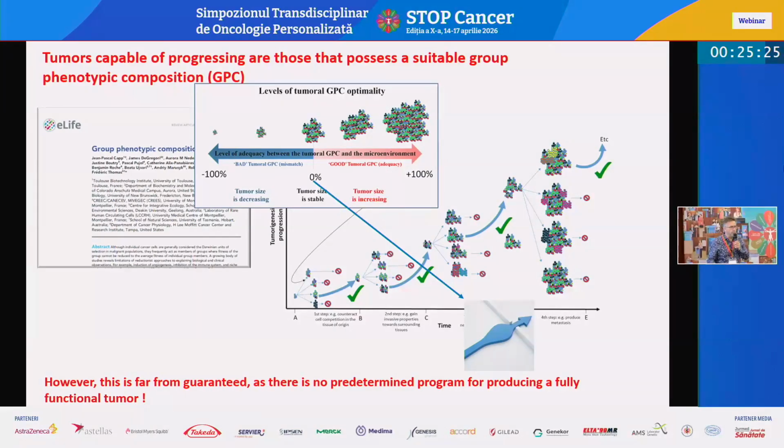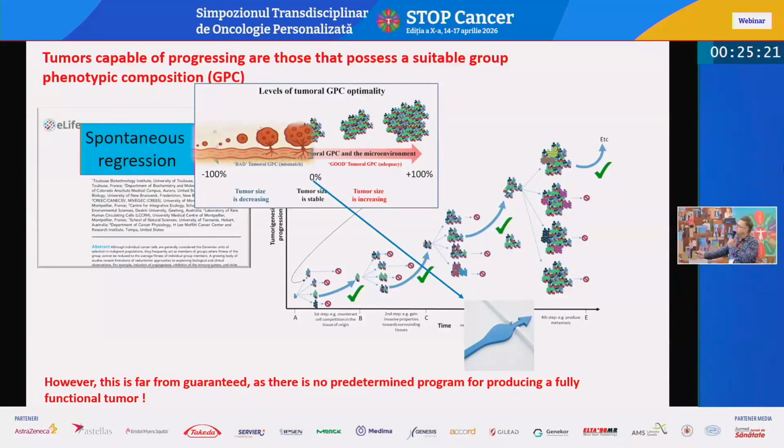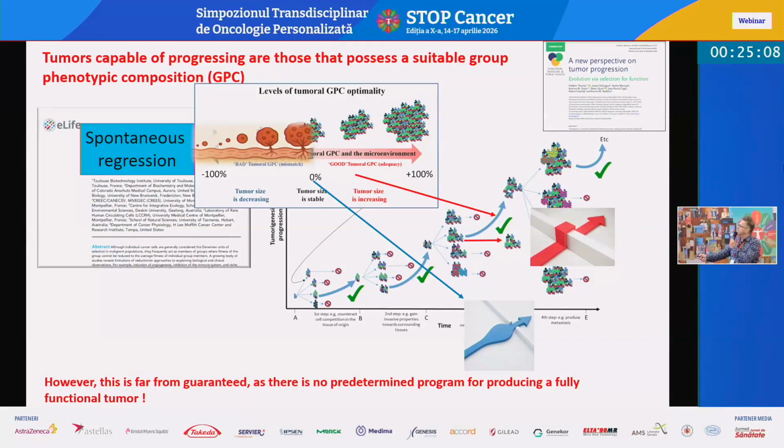In that case, the tumor can remain stable, maybe for years. We can even consider the possibility that certain GPCs have a negative value. In that case, we will witness spontaneous regression of the tumor, and sometimes by chance, or because of bad luck, should I say, if we adopt the perspective of the patient, the GPC has a positive value. It is functionally advantageous for the growth of the tumor, and in that case, we will witness the progression of the tumor.